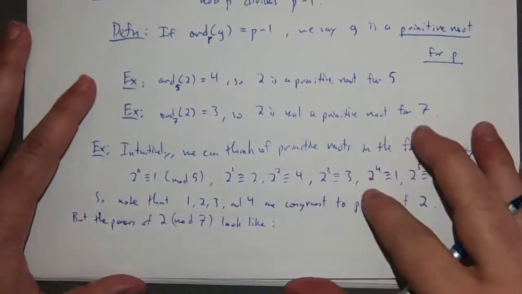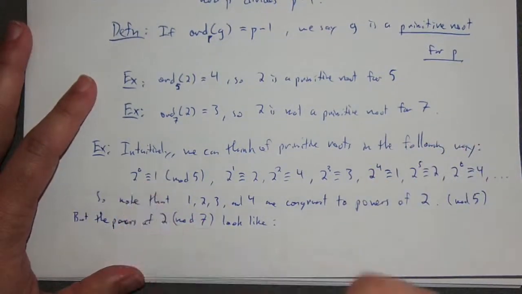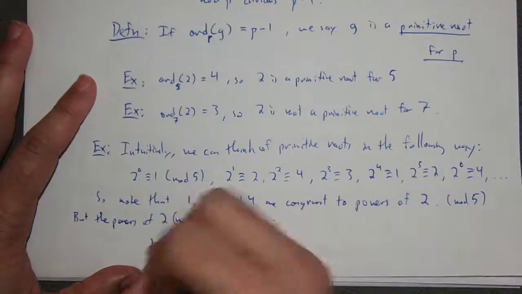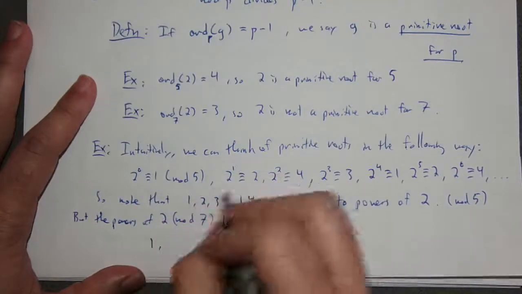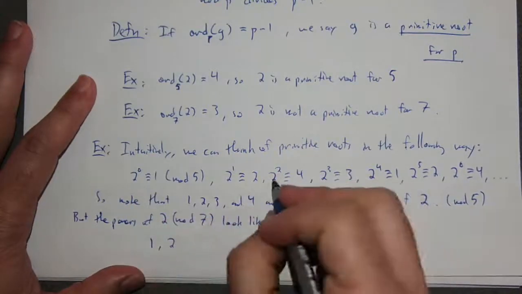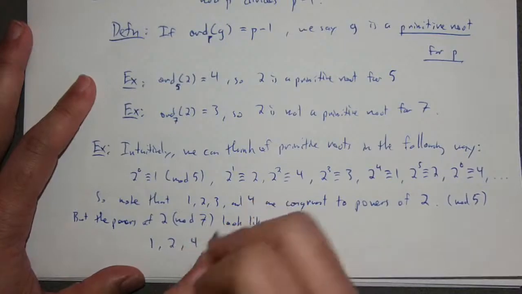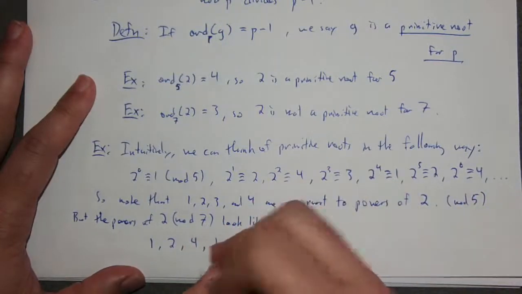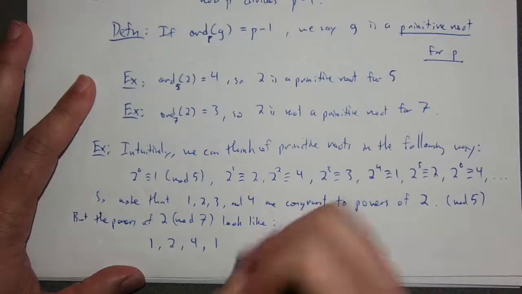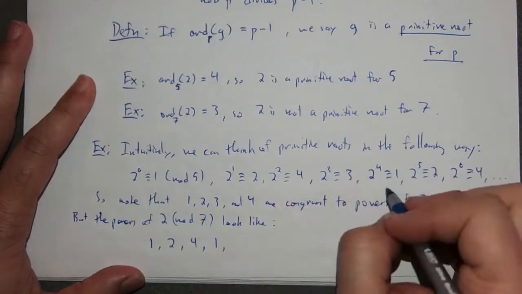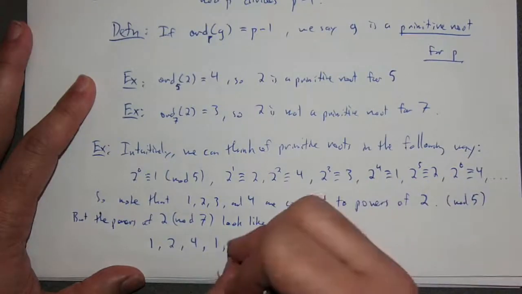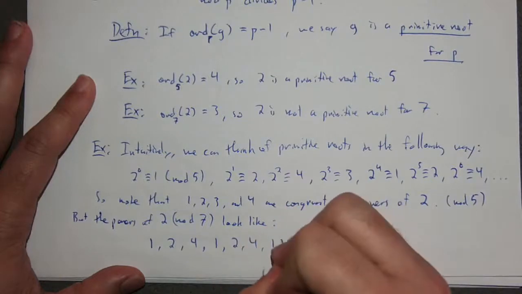So 2 to the 0, of course, is 1 mod 7. 2 to the first is 2 mod 7. 2 squared is 4 mod 7. 2 cubed is 8, which is 1 mod 7. Right? 2 to the fourth, again, so now I'm just repeating. Now I get a cycle, 1, 2, 4, 1, 2, 4 here.